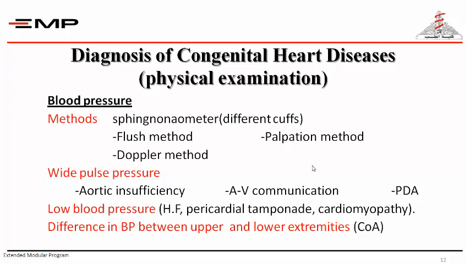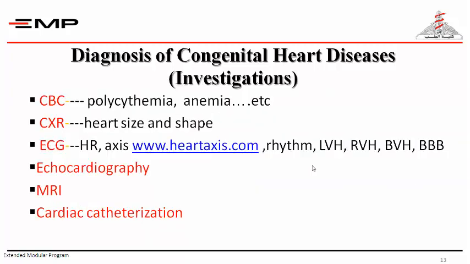The wide pulse pressure can be in aortic insufficiency, atrioventricular septal defect, or PDA. Low blood pressure is seen in heart failure, pericardial tamponade, or cardiomyopathy. Also, a difference in blood pressure between upper and lower extremities can be present in coarctation. So blood pressure is one of the important parameters in the physical examination, which may pick up the diagnosis for a certain congenital heart disease because it's characteristic for this disease.